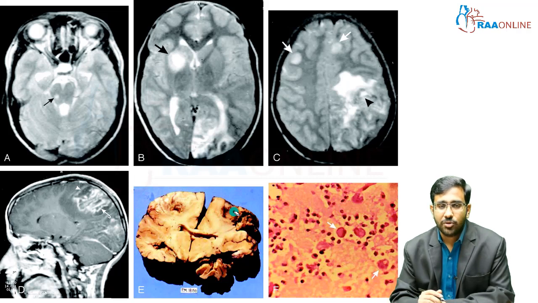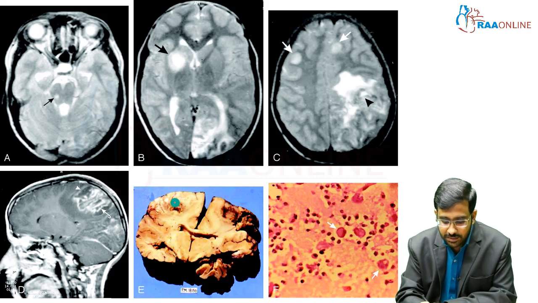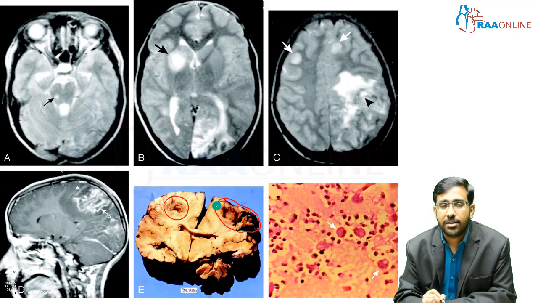And image E is going to be the gross specimen, which is going to show us the presence of a hemorrhagic necrotic lesion caused by these free living amoeba. These free living amoeba produce something called amoebostome or food cup. With the help of this food cup, it is going to erode the brain parenchyma and cause a hemorrhagic or necrotic lesion. So this is about image E.